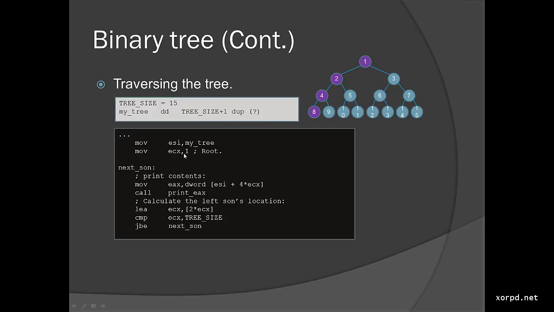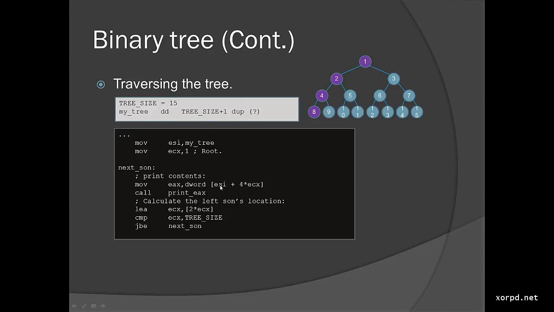We set ECX to be 1, which means that we begin from the root. We are always going to look at ESI plus 4 times ECX. And we never want ECX to be 0 because the first D word at location myTree plus 0 is unused. Therefore, we begin with 1. So this is the root. Every time we are going to print the contents of the current node, and then we are going to calculate the left son's location in this array.